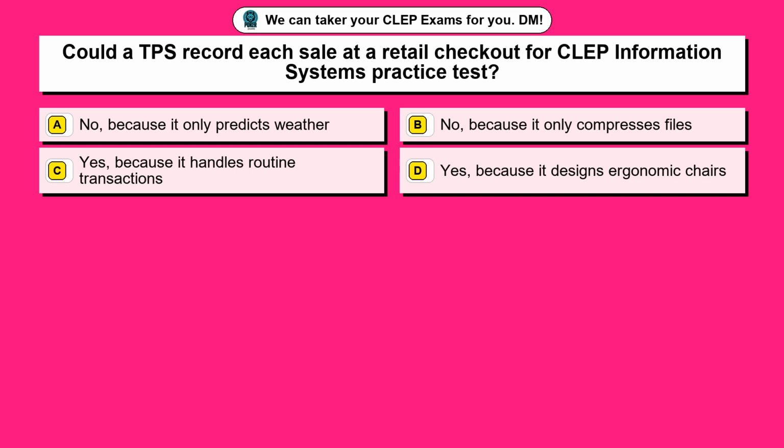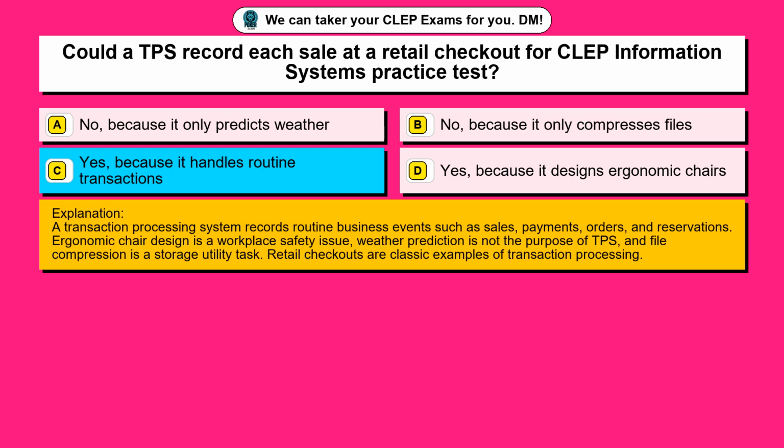Question 7. Could a TPS record each sale at a retail checkout for CLEP Information Systems practice test? Option A. No, because it only predicts weather. Option B. No, because it only compresses files. Option C. Yes, because it handles routine transactions. Option D. Yes, because it designs ergonomic chairs. The correct answer is option C. Yes, because it handles routine transactions.